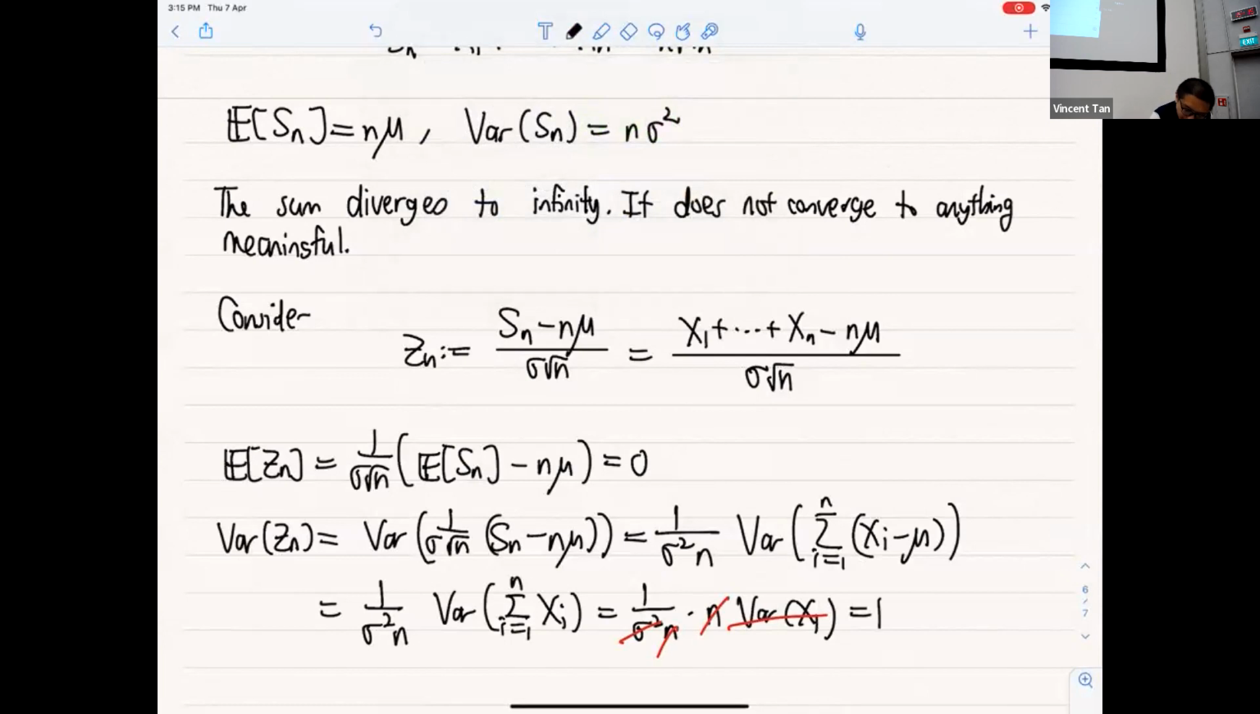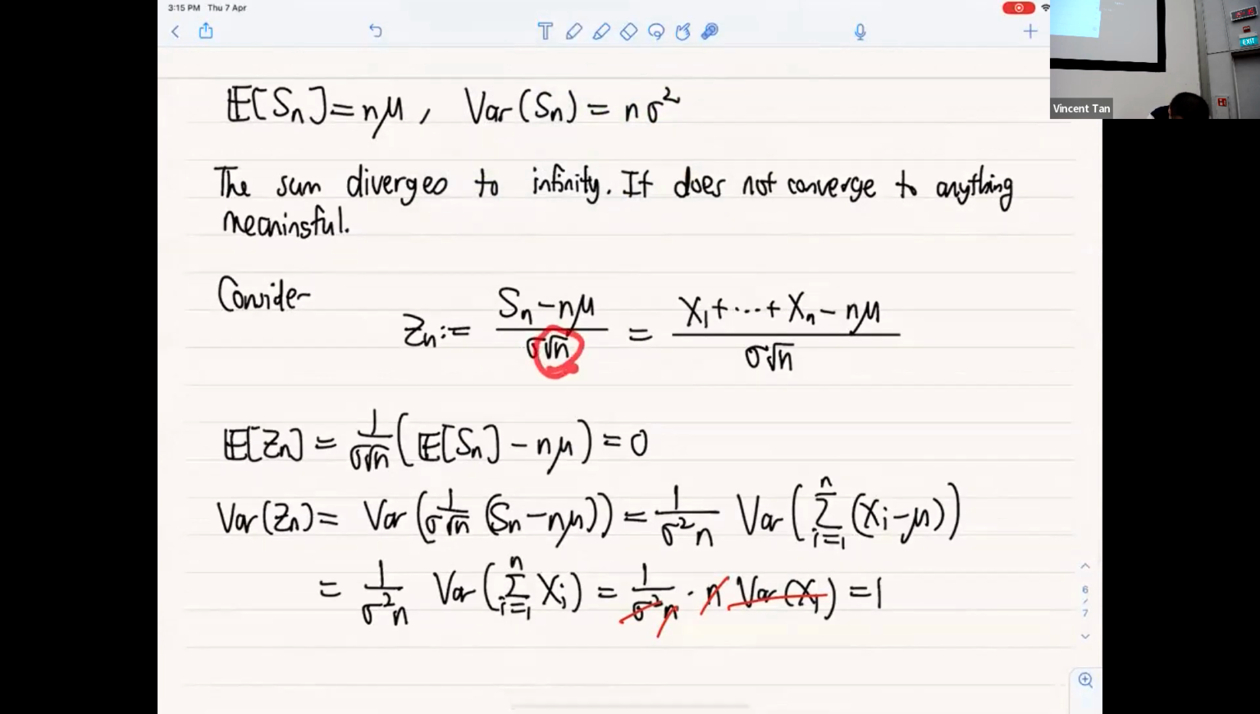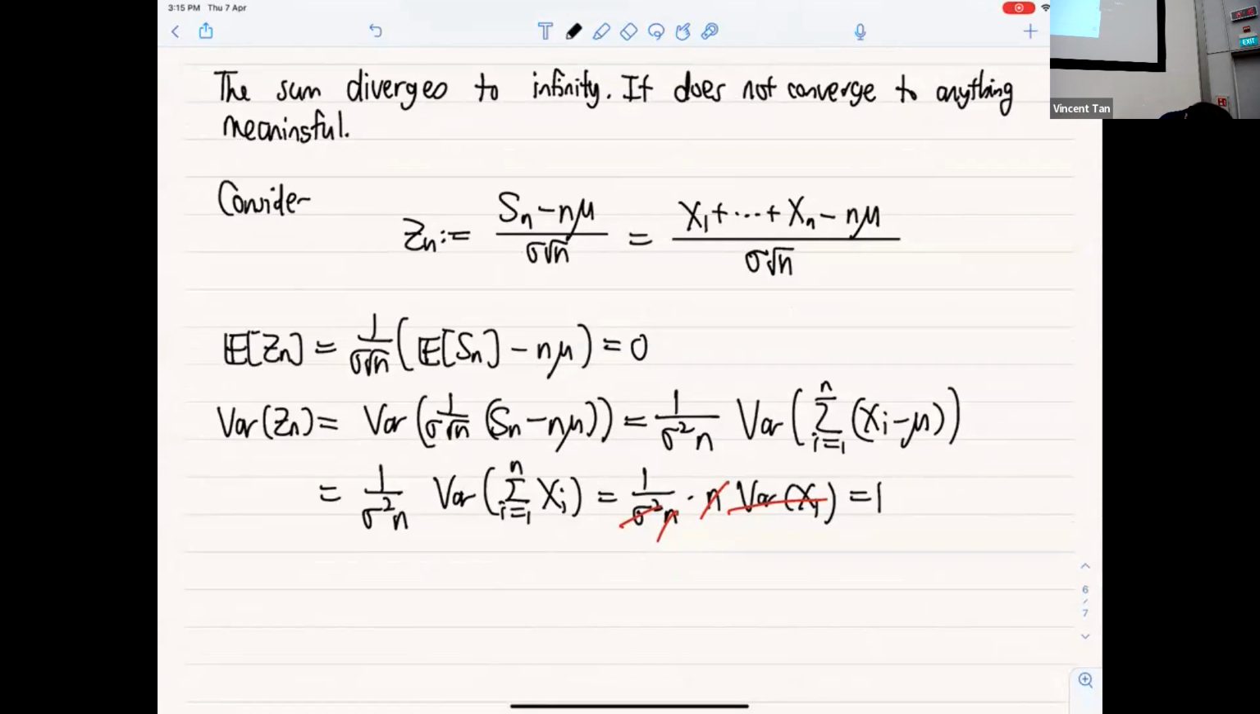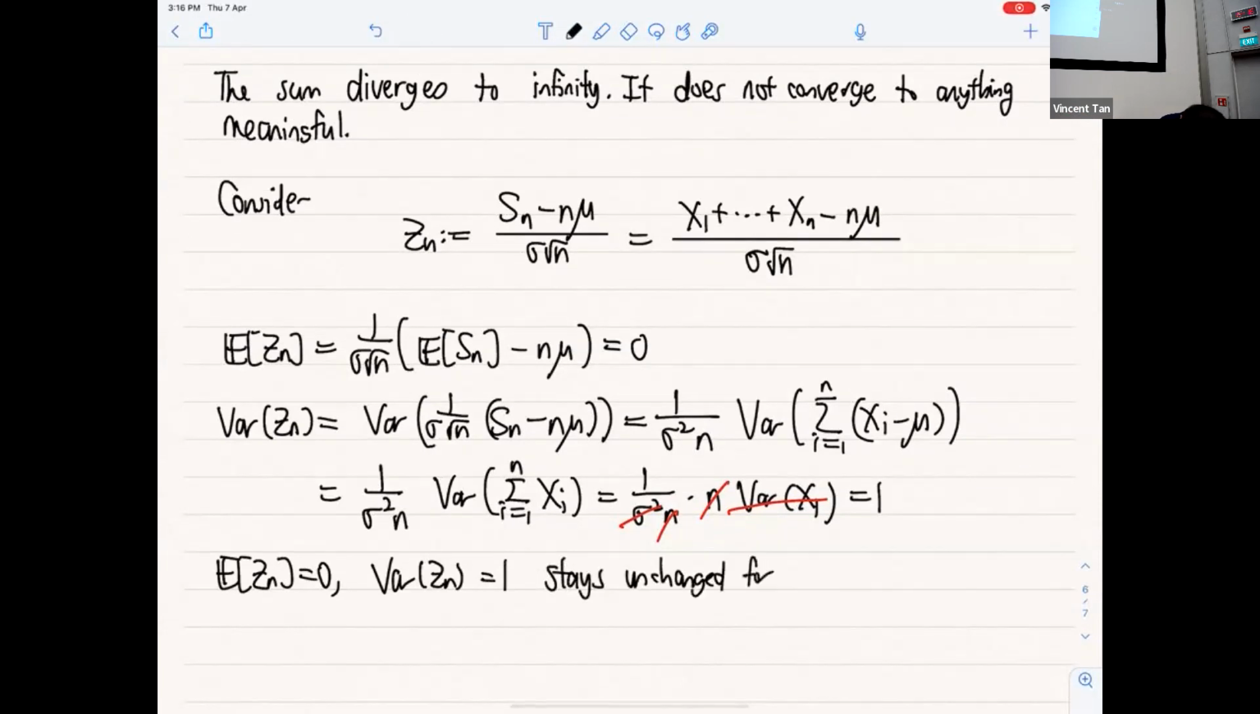So the point is that if we normalize in this way, particularly with the square root n here, the mean and variance of these random variables are always unchanged for each n. Always unchanged. So the point is that the mean being 0 and the variance of Zn being 1 stays the same, stays unchanged for all n.